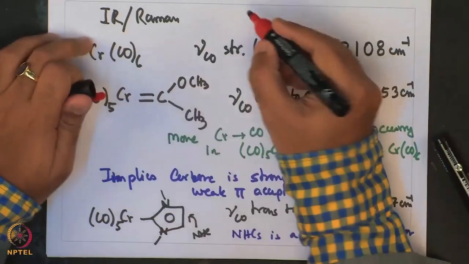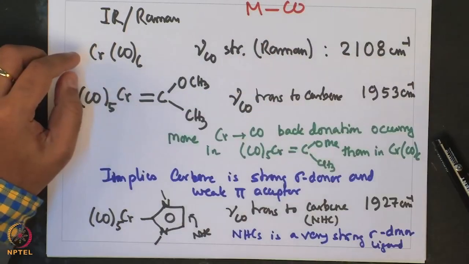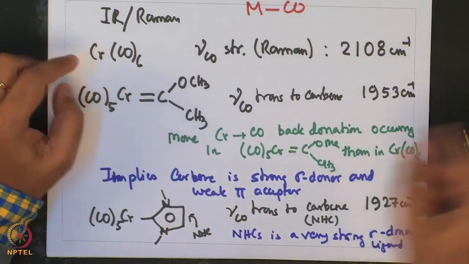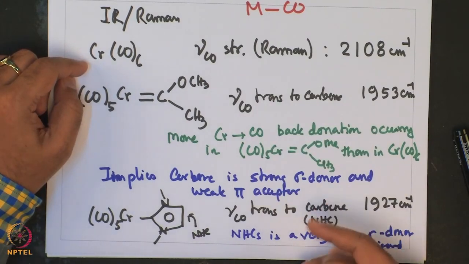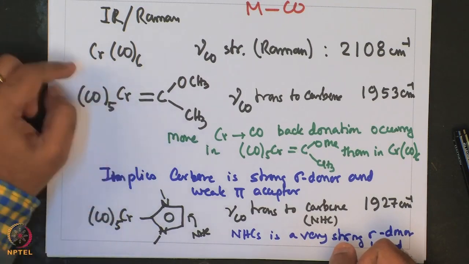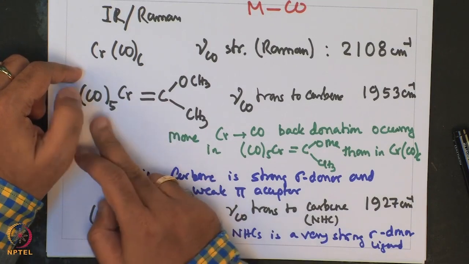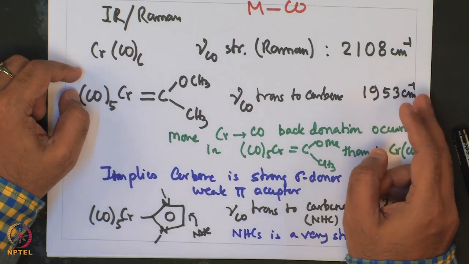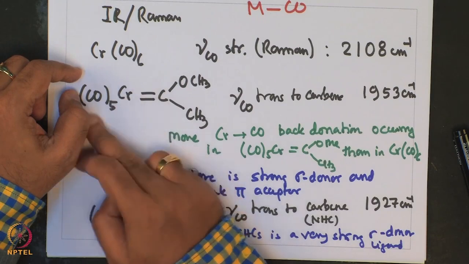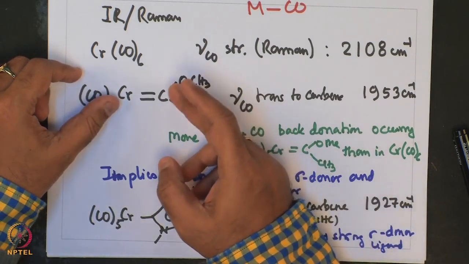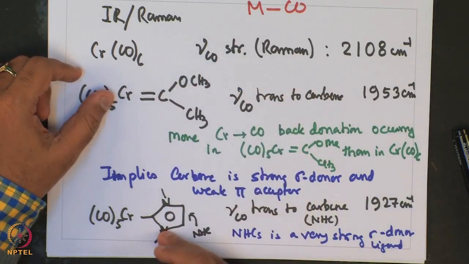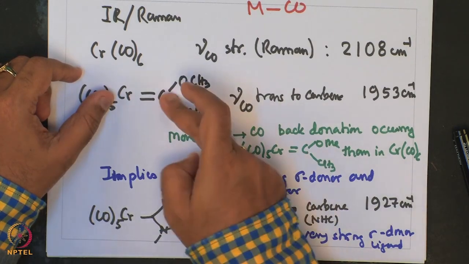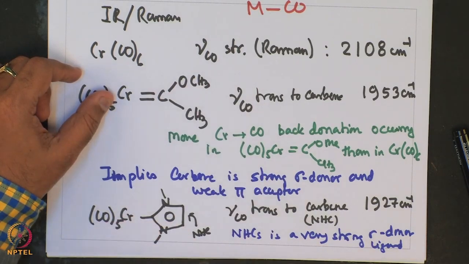So what it shows is how the metal carbonyl frequencies shift as a result of this metal to carbonyl back donation that appears in complexes where carbene is a co-ligand along with metal carbonyls. For example, in this chromium Fischer carbene carbonyl complex, the carbonyl trans to carbene shows a stretching frequency at a much lower energy as a result of strong chromium to carbonyl interaction, which arises because of the electron donating nature of the carbene moiety. Now, as one goes from Fischer carbene to N-heterocyclic carbene, which is even more electron donating as compared to the Fischer carbene, the metal carbonyl interaction gets even stronger, resulting in a much lower nu CO stretching frequency at around 1927 centimeter inverse.